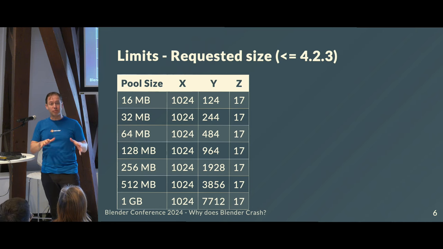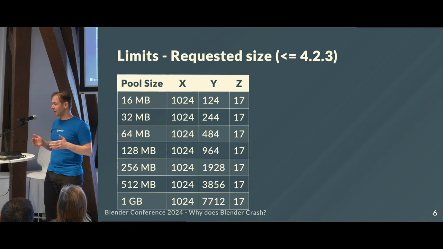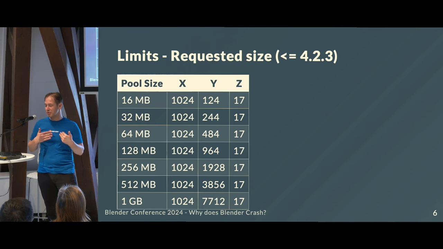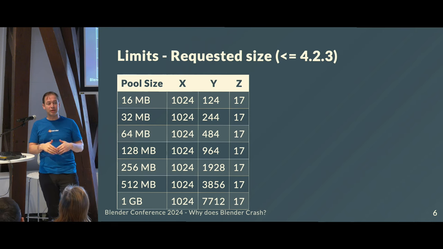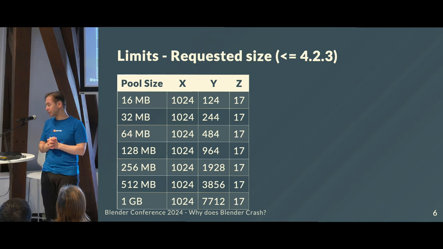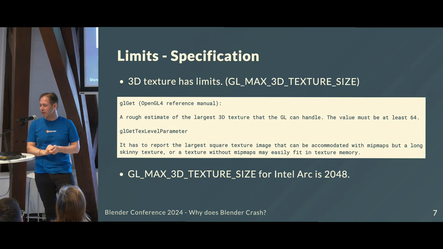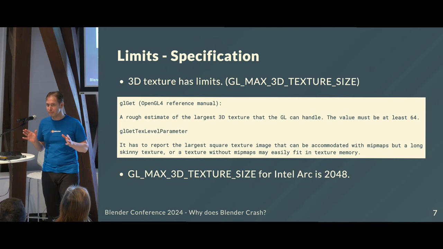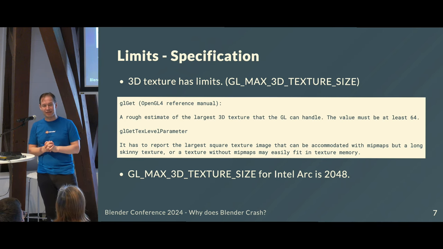Based on the different pool sizes that you select, a different GPU 3D texture is being created, and you will see that if you go to 512, the y-axis of the texture gets above 2048. And for this specific GPU, the driver therefore says, okay, the maximum allowed size is 2048. But what does that mean? The OpenGL specification describes very well how to interpret that number. We get a rough estimate.